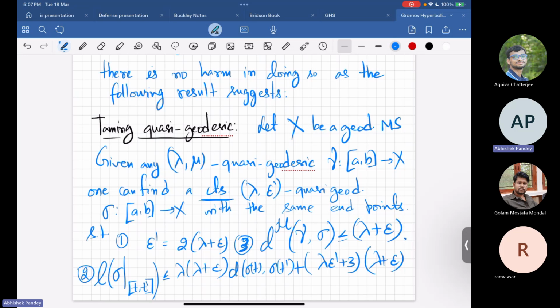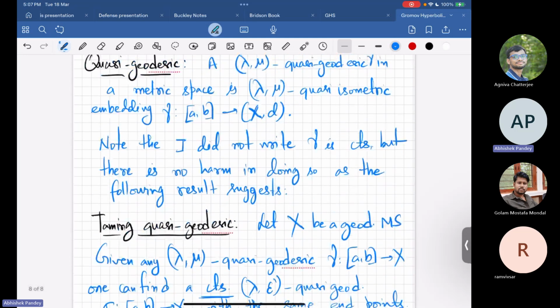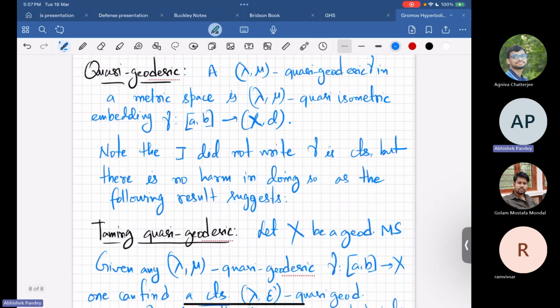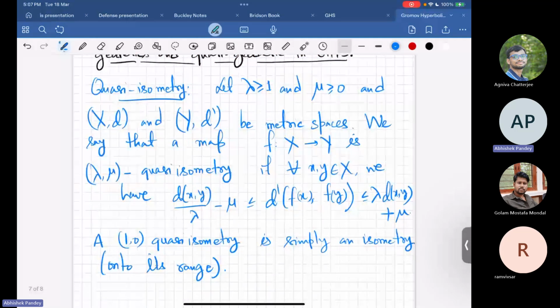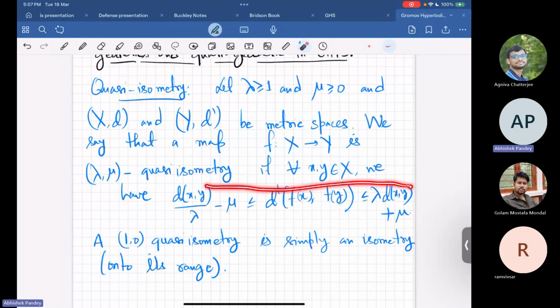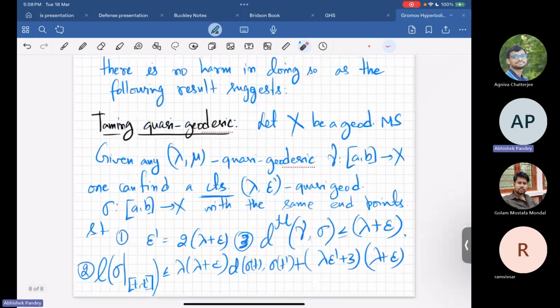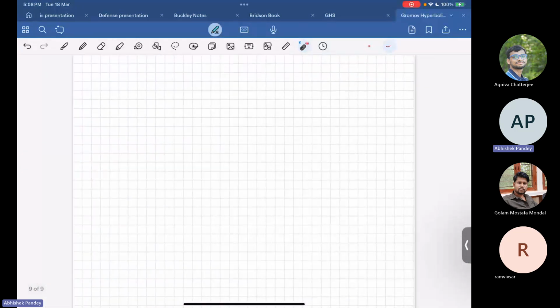Basically, we can replace any given lambda comma mu quasi geodesic by a continuous quasi geodesic, which means it will be a curve. It will be considered as a curve. So there is no harm saying that a quasi geodesic is a curve which satisfies this property. It's a lambda comma mu quasi geodesic.